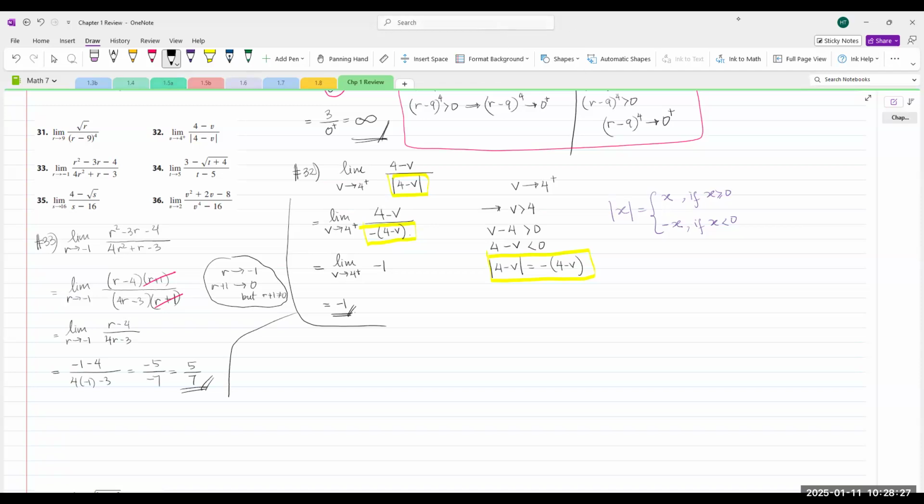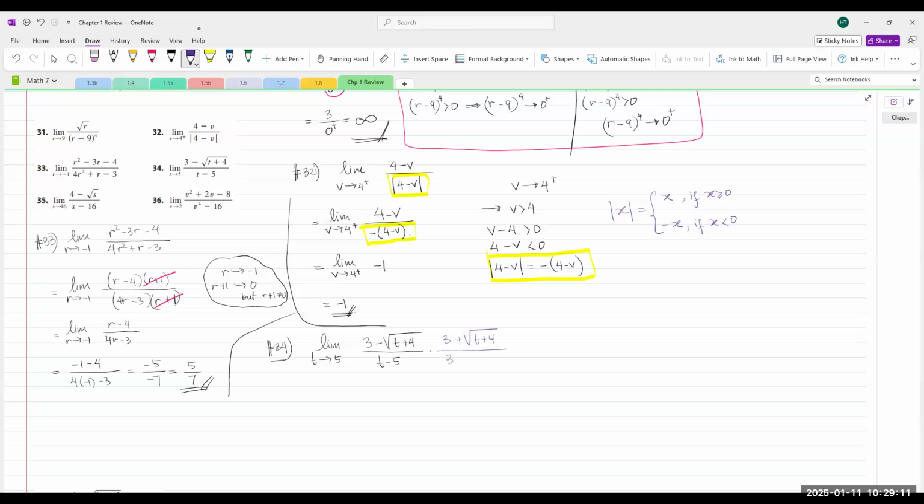Yes. Number 34. The limit as t approaching 5 of 3 minus square root of t plus 4 over t minus 5. Yes, 5 is not in the domain, so we cannot do it directly. And we have radicals here. So if you remember in class, what do we do if we have radicals? If the numerator or denominator has a conjugate, then we try to multiply by the conjugate first.